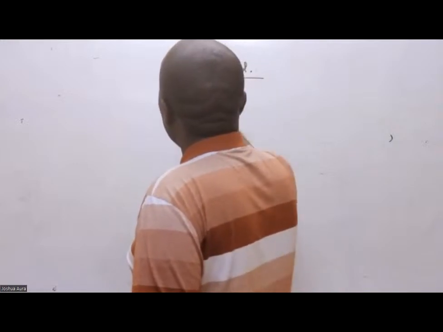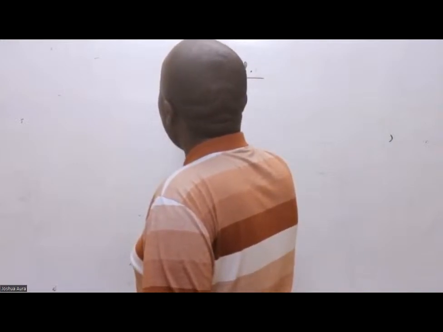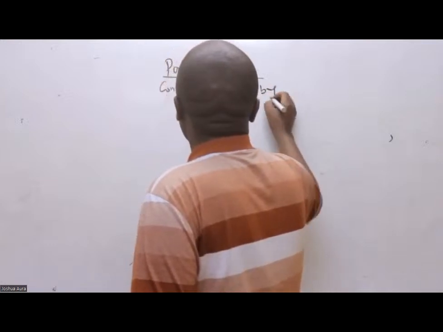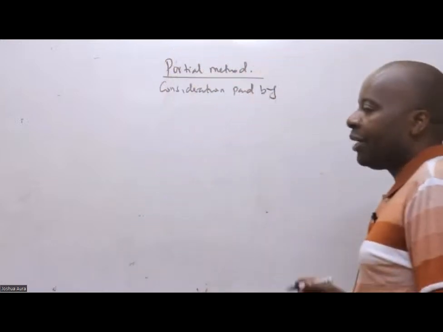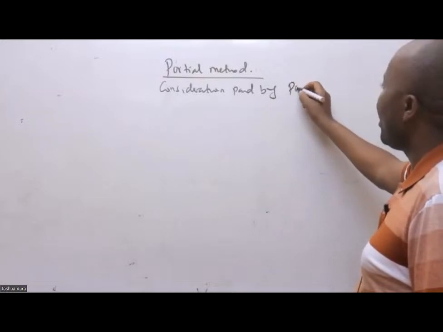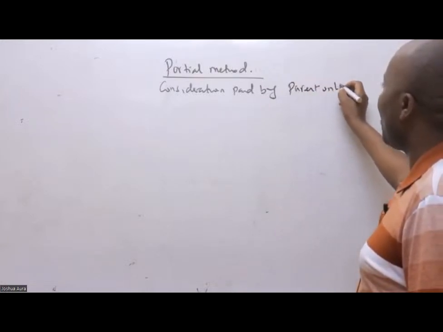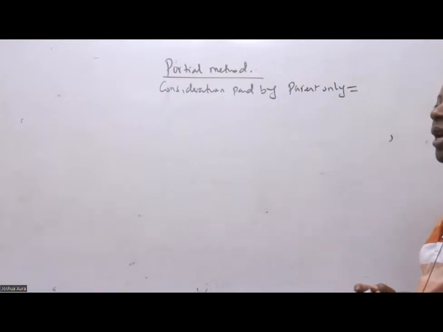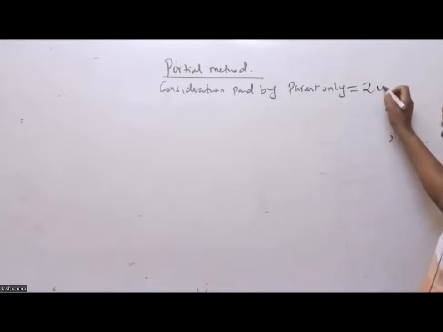In the partial method, we are looking at consideration paid by the parent only. So how much was paid by the parent company only? $240,000, right? So we have your 240,000.